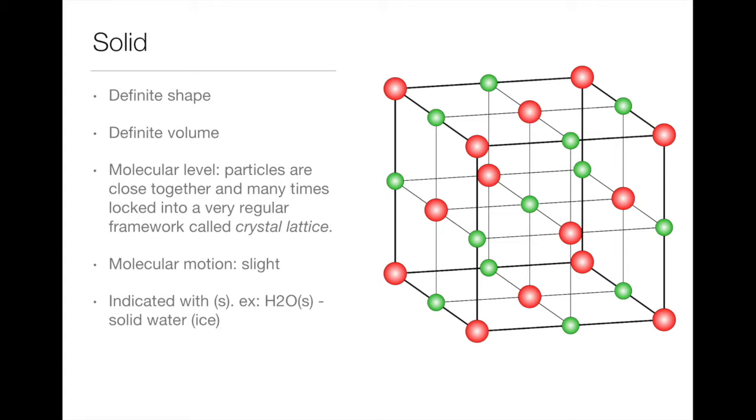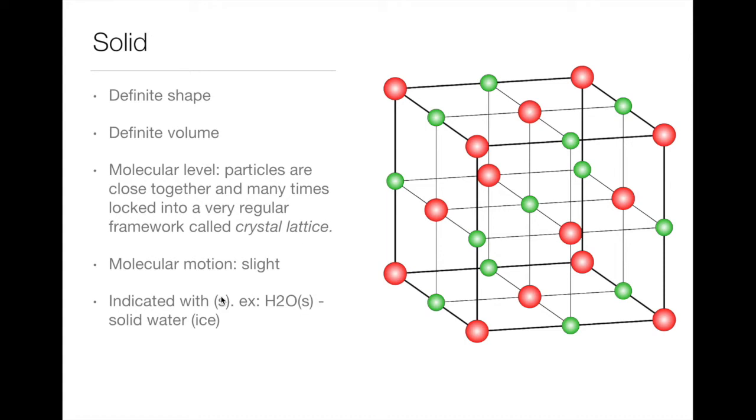What happens now at a molecular level? The particles are close together and many times are locked into a very regular framework. This is how the particles are together. And we've got positive, negative, positive, negative, positive, negative. They are interchanging between them. I'm not sure if that is a correct word. There is a slight molecular motion and mostly in the types of vibration. So this molecule here is vibrating. Of course, these lines do not exist in reality. It's just attractions between atoms.